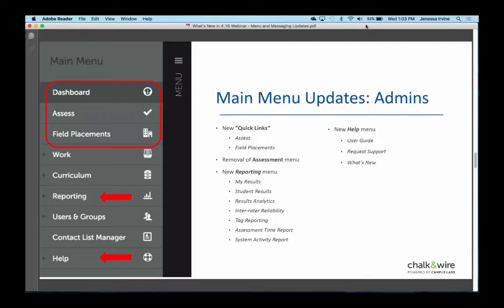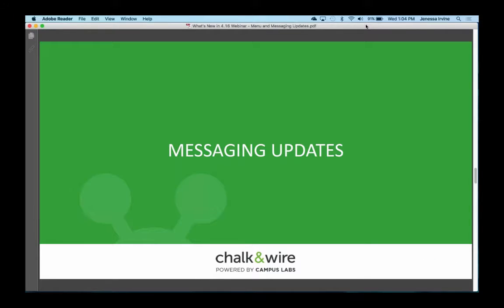For administrators, the new quick links include access to the assessment and field placement screens. Within the new reporting menu, administrators will have access to all of the reporting tools in Chalk and Wire. These include My Results, Student Results, Assessment Status Report, formerly called All Assessments, Results Analytics, formerly called Results Live, Inter-Rater Reliability, Tag Reporting, Assessment Time Report, and System Activity Report. Just like with students and assessors, the Help menu also allows administrators to access the user guide, request support from our support team, and review the recently added or enhanced features.